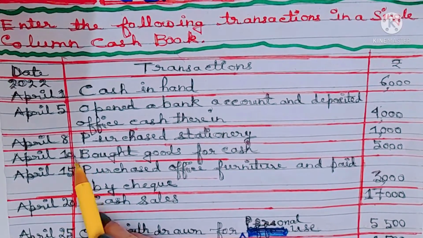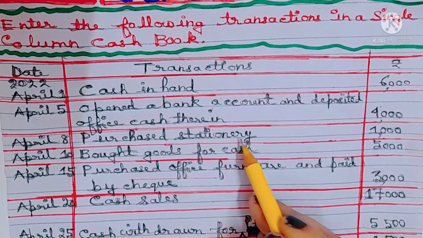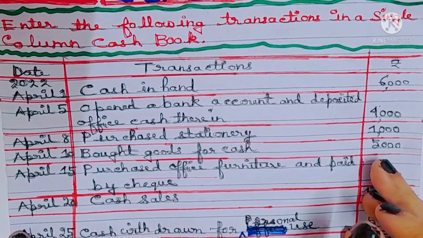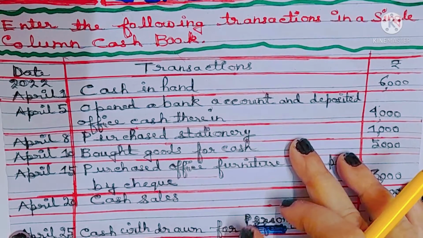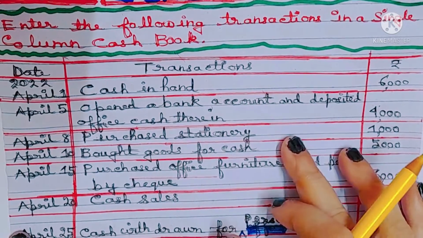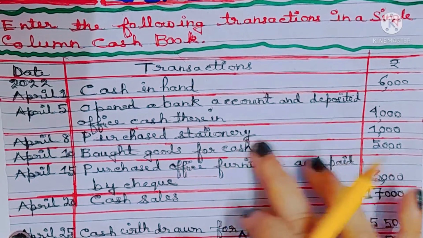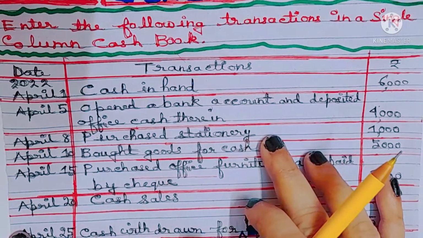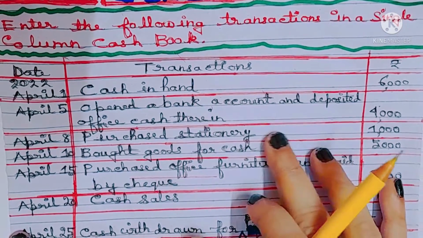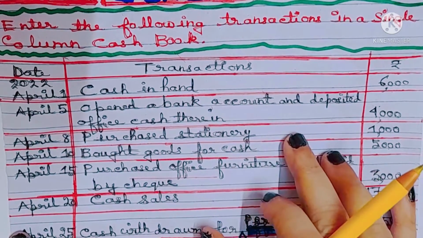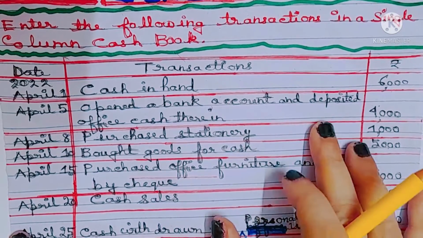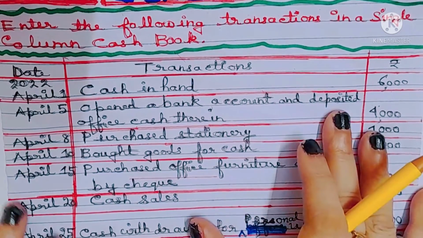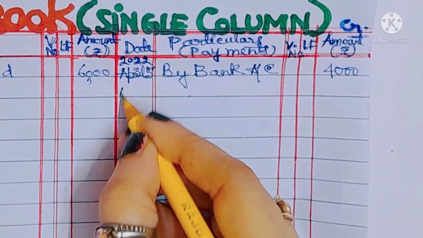The next transaction is on 8th April, purchase stationery 1,000. So what will be the journal entry? Stationery account debit to cash account. What is the position of cash? Since cash is on the credit side, stationery will also be on the credit side. So we'll have to write by stationery account in the cash book on the credit side. Okay, so let's write 8th April.